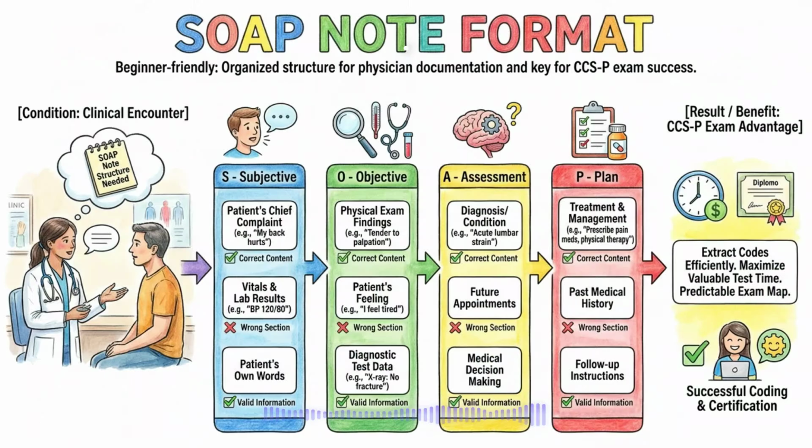Now let us discuss the structure of the patient health record itself. The medical record is a legal document that tells the complete story of a patient's healthcare journey. In a physician office setting, this record contains registration forms, medical history, physical examination findings, progress notes, and test results. Each part of the chart serves a specific purpose and provides different clues for your coding process.